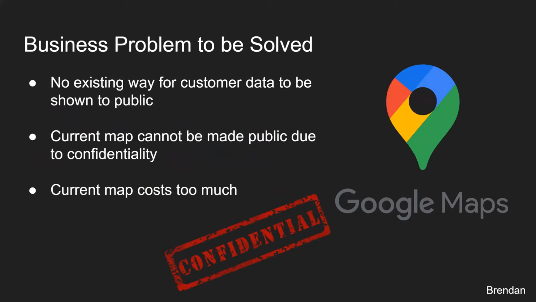Hi, my name is Brendan. There were a few business problems that needed to be solved with our project that didn't work with our existing solution. The main one being there's no way for customer data to be shown to the public, whether that's members of the community or just people looking into the area. The current map can also not be made public due to confidentiality issues. There's some information that should not be available to the public. And the current map that they have costs too much. It makes use of the Google Maps API, which was free when they developed the map, but now they are paying for it. And so part of our project was to reduce the budget for that.